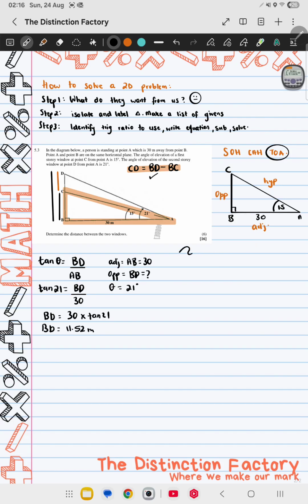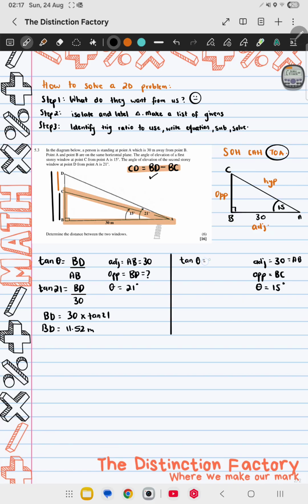From here, we're going to make a list of our givens, and we have our adjacent side, which is 30 meters. We have our opposite, which is actually what we want to find out. This is BC, and our adjacent was AB. And then we have theta, which is now 15 degrees instead of 21. Based off this, we can decide which trig ratio, and again, it's going to be tan.